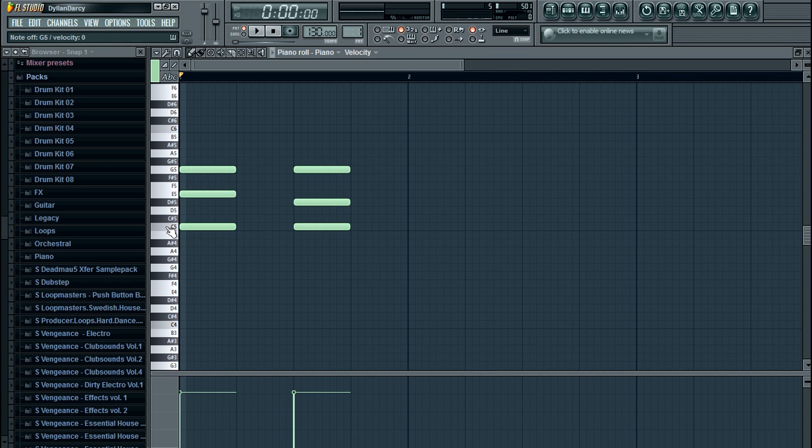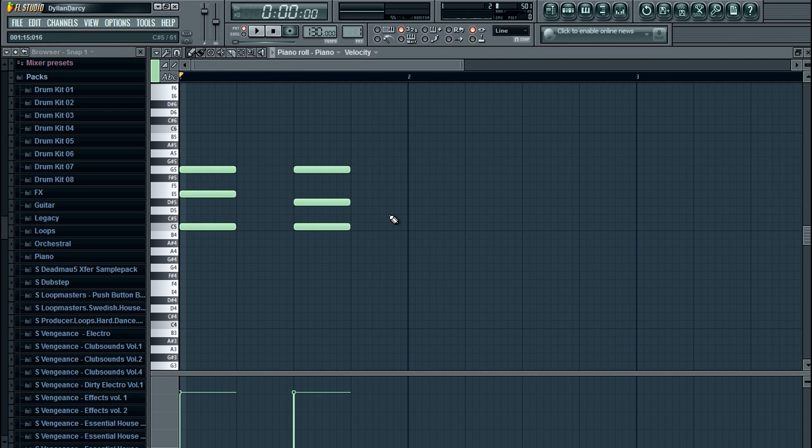Now, another handy way of getting a minor chord is simply moving the middle note down 1 semitone from your major. So that's your major. Move the middle note 1 semitone down, and you have your minor chord.